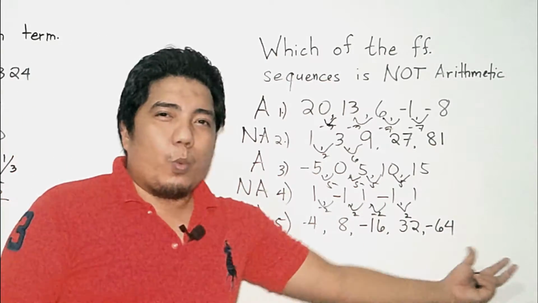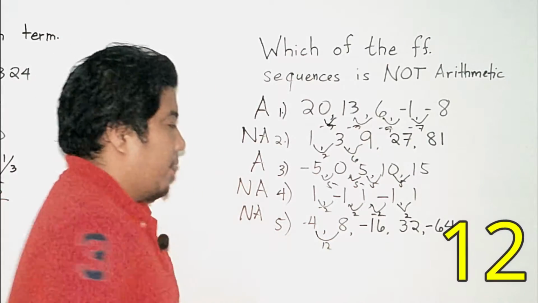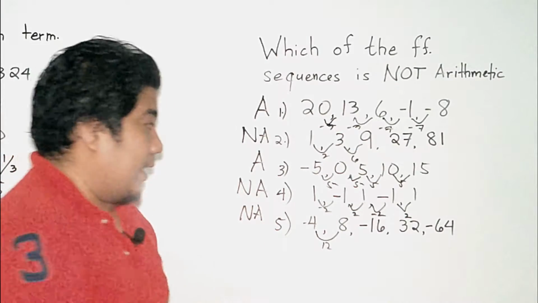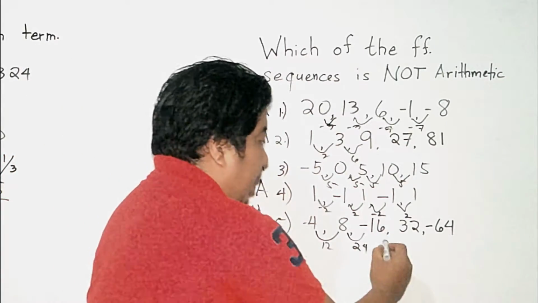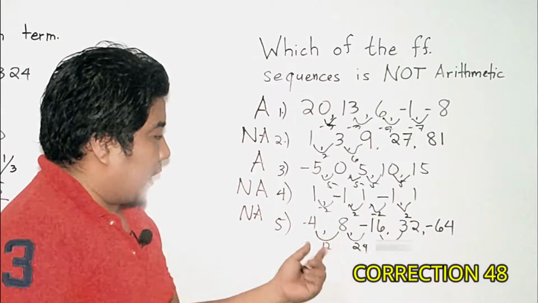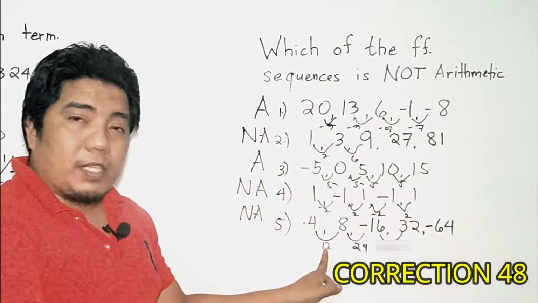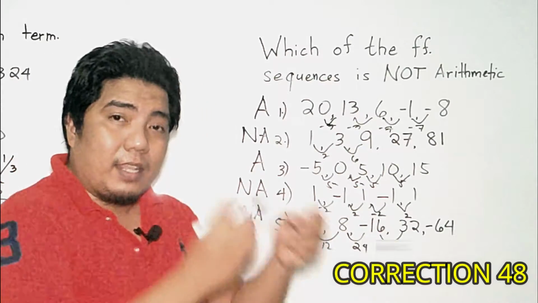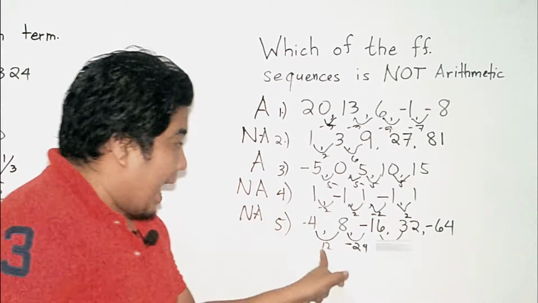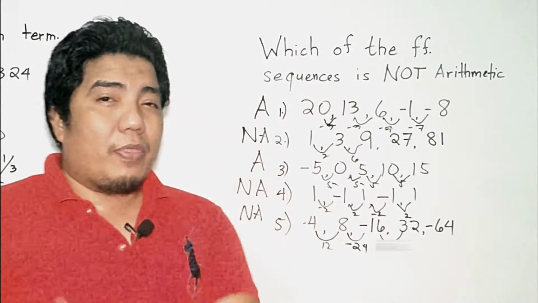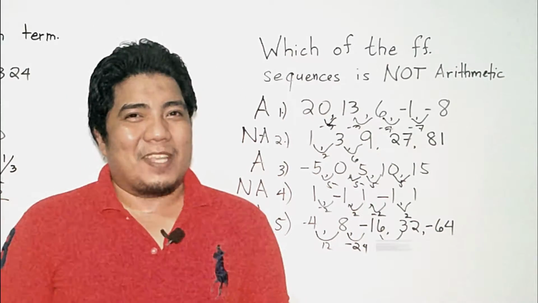Okay, and finally, we have here negative 4 going to positive 8, that is 12. 8 going to 16, that is 24. 16 going to 32, that is 16. Now, as you can see, first term to the second term, it gets bigger, so therefore, it is positive 12. 8 going to negative 16, it's going smaller, or it is decreasing, therefore, this is negative 24. Having these two differences, which are not the same, then we can already say that this sequence is not arithmetic. That's easy, right?